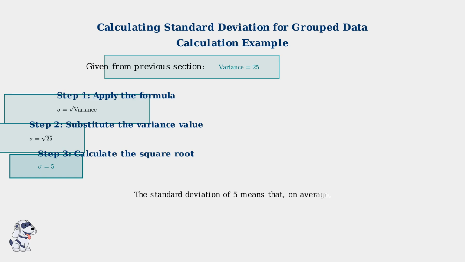This standard deviation of 5 tells us that on average, the data points deviate by 5 units from the mean. This is much more interpretable than saying the variance is 25 squared units.